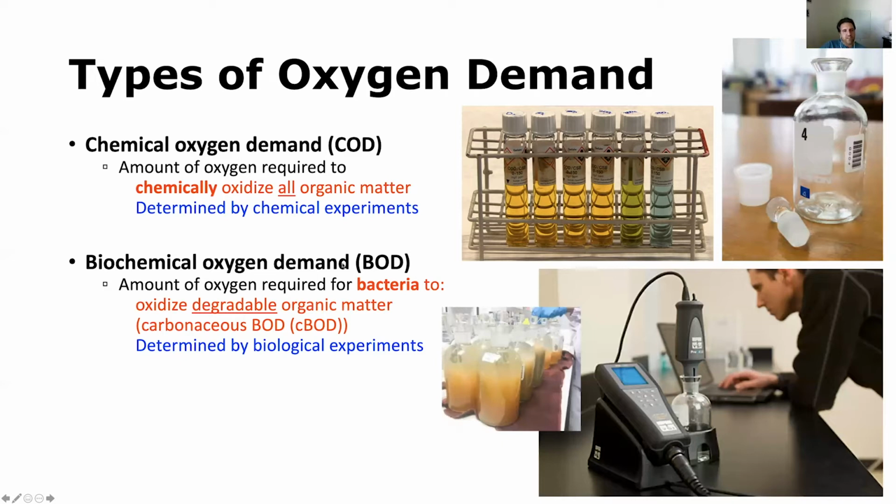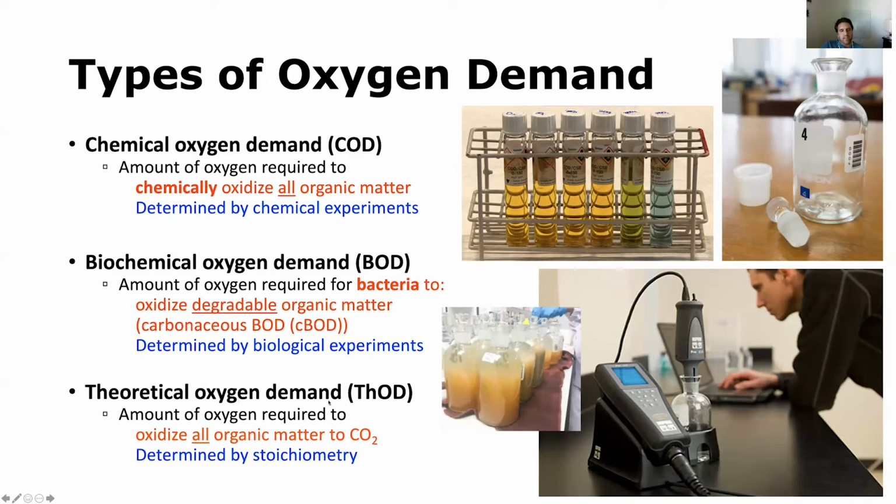The biochemical oxygen demand, or BOD, is also used to represent organic matter. However, it's used only to represent that portion of the organic matter that is easily degraded or oxidized by bacteria. This is determined by biological experiments, like you see here in these BOD jars. We measure oxygen before and after a period of 5 days to determine how much of the oxygen was consumed, and the amount of oxygen consumed is proportional to the amount of organic matter that's oxidized.